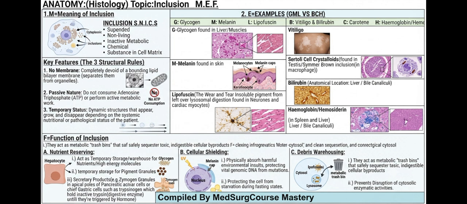Now let's look at the example. The acronym for the example is GMLBCH. What does G stand for? Glycogen. What's the meaning of inclusion? Suspended, non-living, inactive metabolic chemical substances. So glycogen is the stored form of glucose in the liver. That's why glycogen is suspended in the liver cells, hepatocytes. You can see it in the diagram.